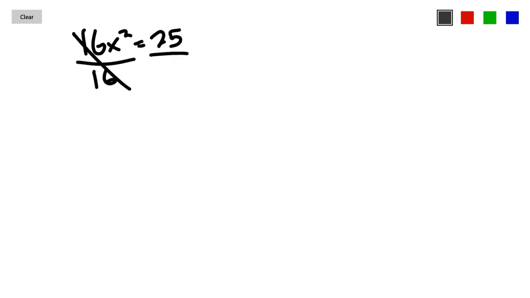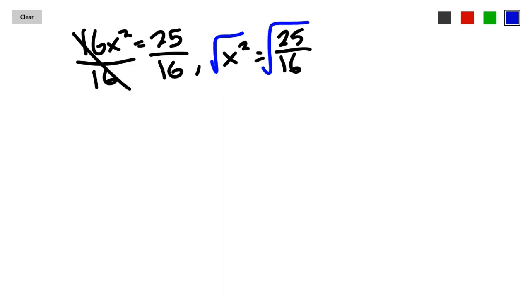Okay, let's do another example of extracting square roots. So let's say that I have 16x squared is equal to 25. Again, first things first, I want to get the coefficient in front of the x squared term to be 1. To do that, I'm going to be dividing both sides by the 16. So I end up with x squared is equal to 25 over 16.